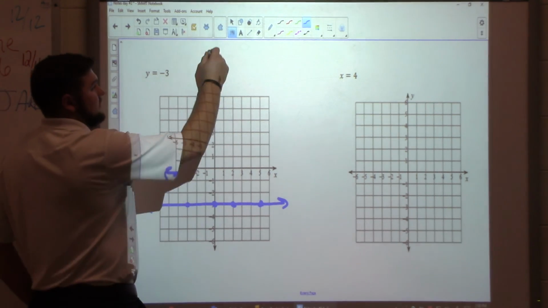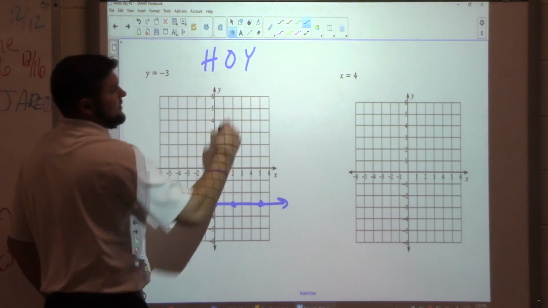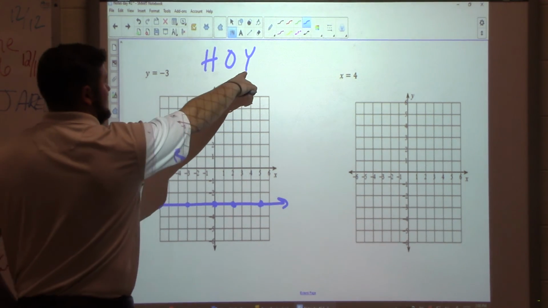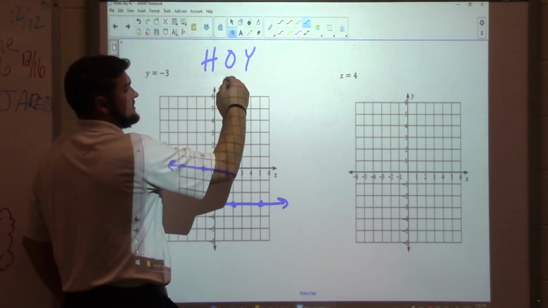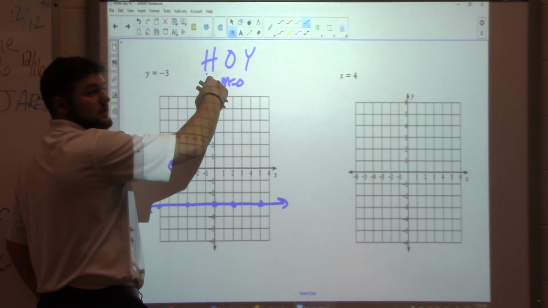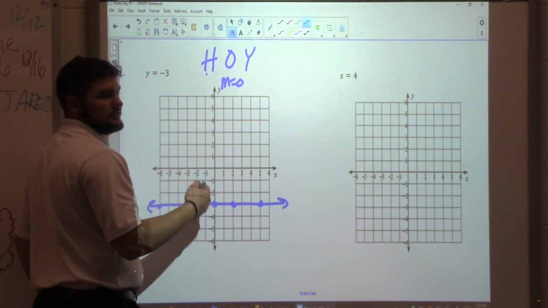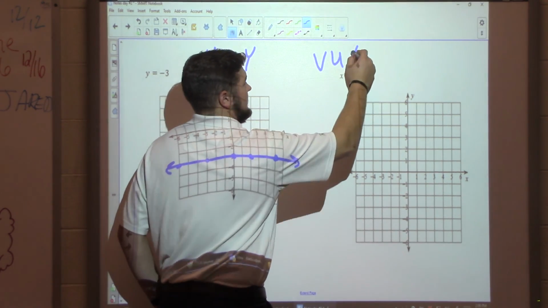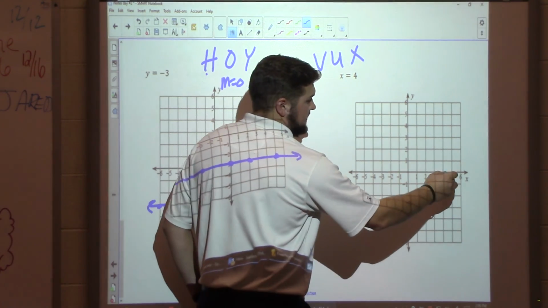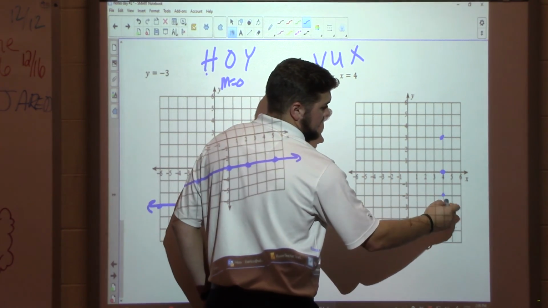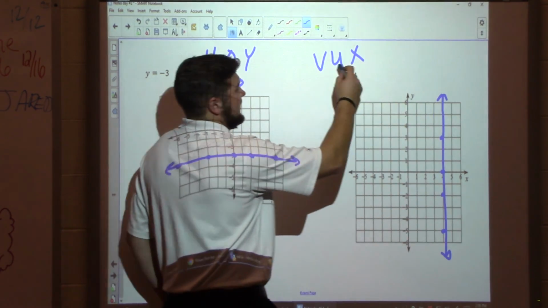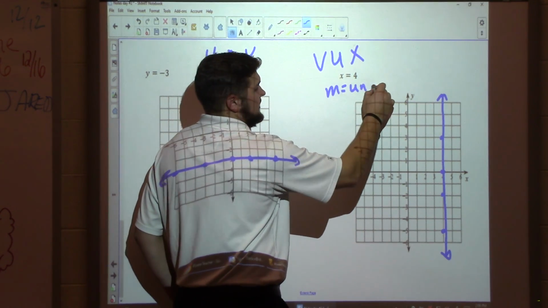Guys, remember there's a trick. y equals, I have a slope that equals 0, and it's a horizontal line. Horizontal, 0 slope, y equals. x equals, so x equals 4. It equals 4 there, there, there, there. I get a vertical line, and it has a slope that is undefined.